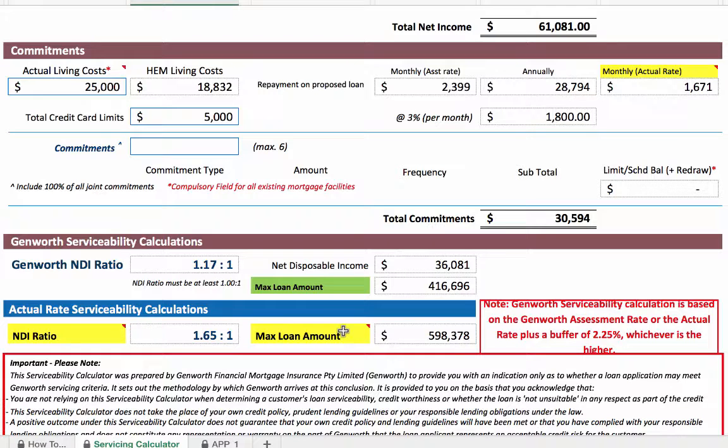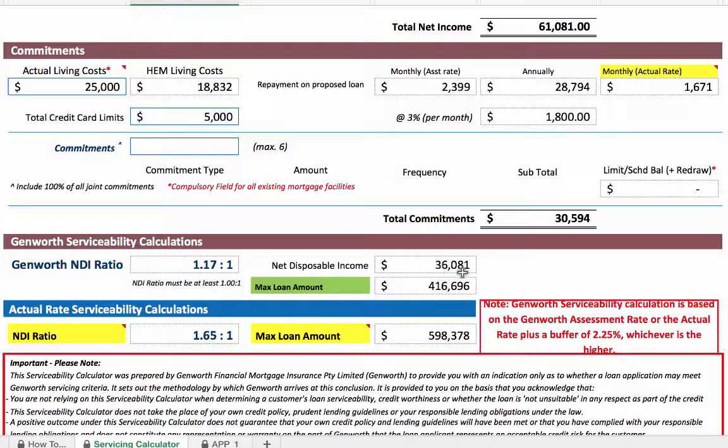You can see underneath here, this amount here, that's on the actual rate. So if we were to use that amount instead of that amount, that's the maximum loan. However, they don't use that. They're just using that as a bit of a demonstration. This is the maximum loan in this scenario here.